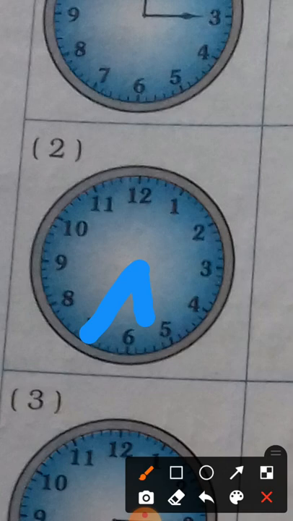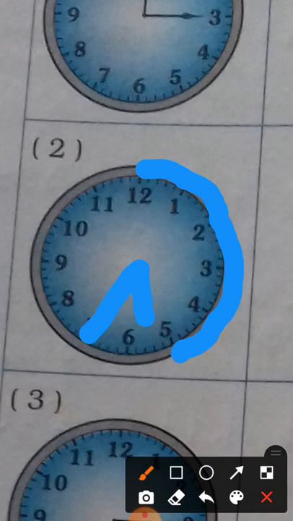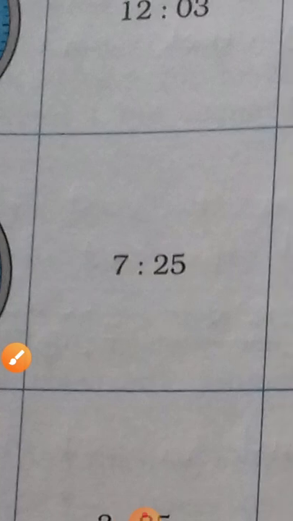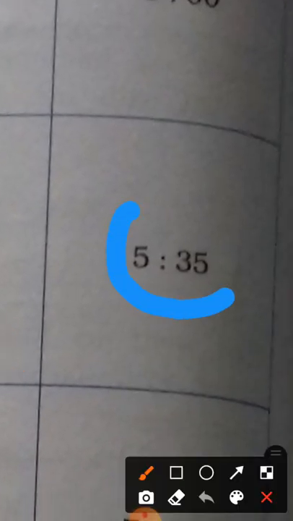So we have to start from 12 to 1: 5 minutes. Then 10, 15, 20, 25, 30 and 35 minutes. It is 5 o'clock and 35 minutes. So we have to put a circle on 5:35.